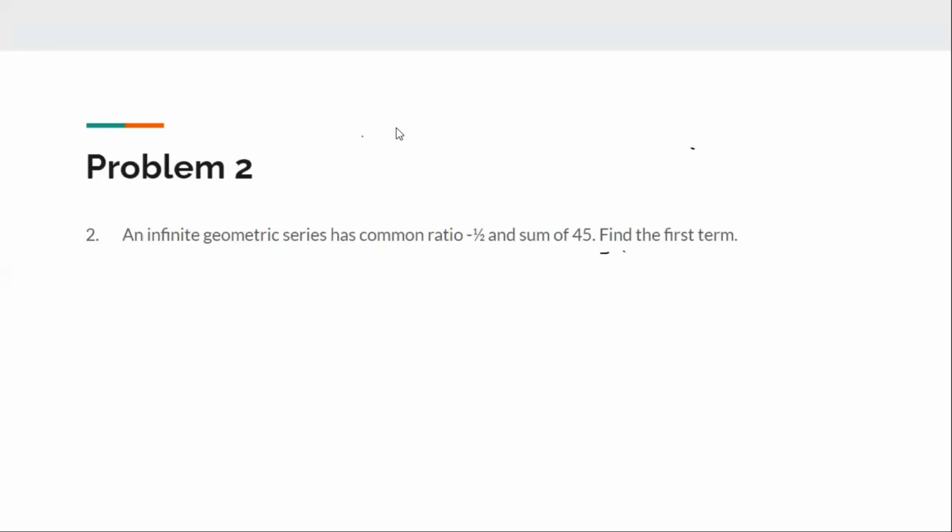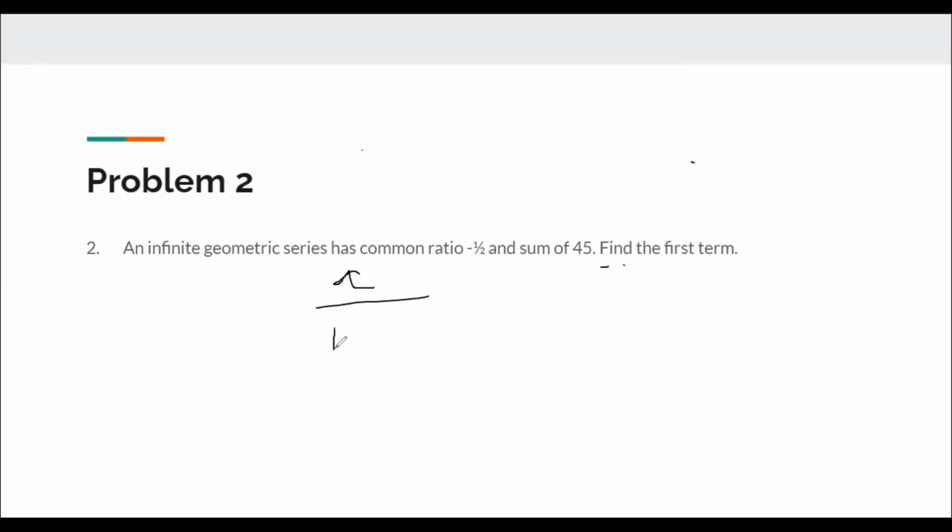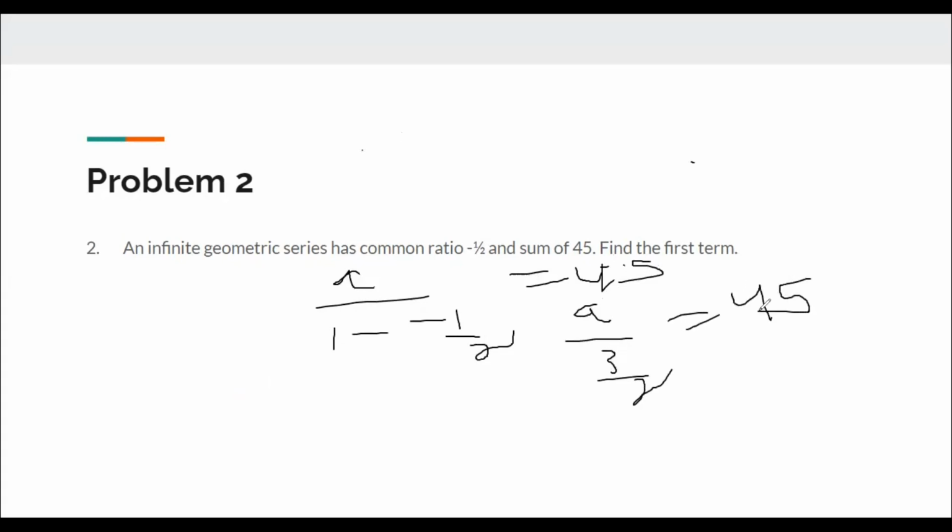Okay, an infinite geometric series has a common ratio of -1/2 and a sum of 45. Find the first term. A over 1 minus -1/2 is equal to 45. A over 3/2 is equal to 45, or 2/3 A is equal to 45, or 135 over 2 is equal to A. So we're done, which is just going to be 67.5.